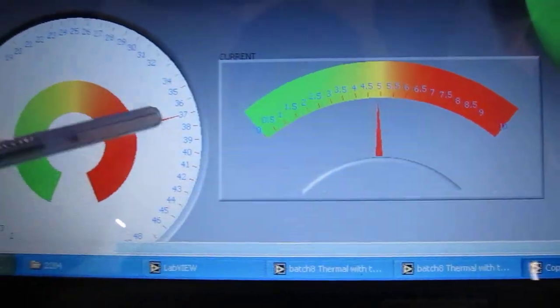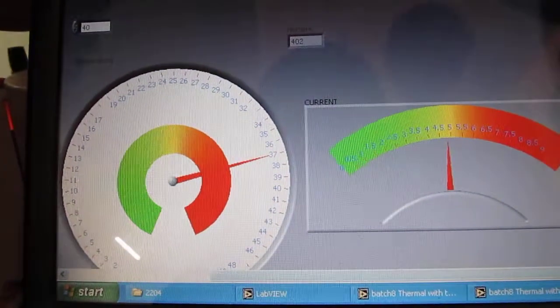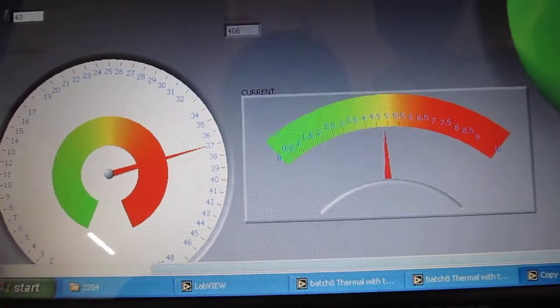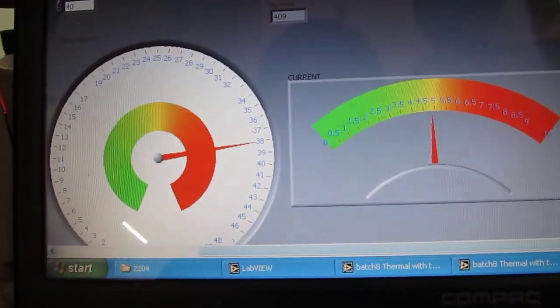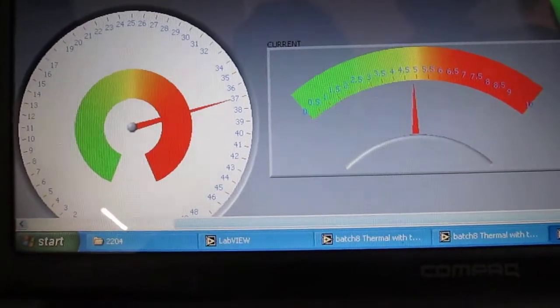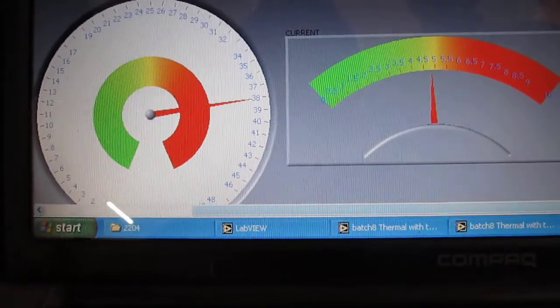Yeah, now the operating temperature is 37, very close to 40, but it takes time to rise to 40 degrees centigrade. Yes, it is now 38. We can see it heating.